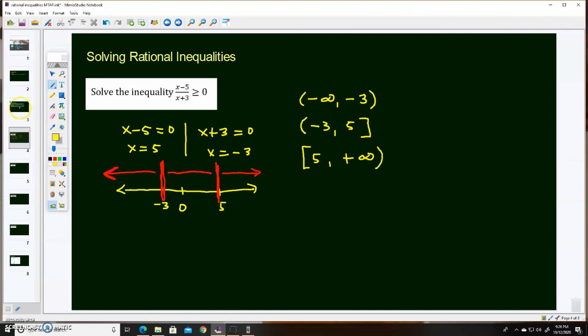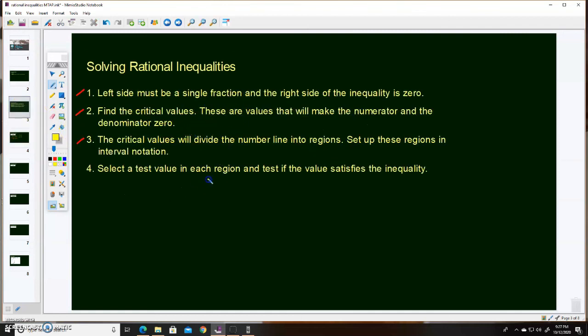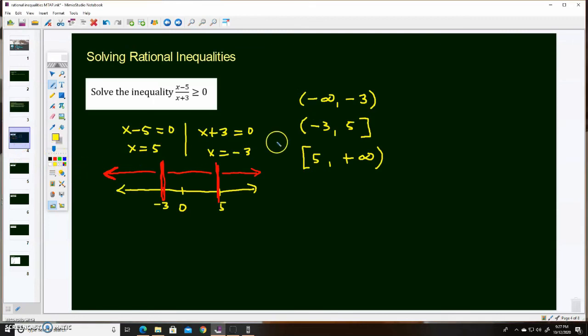Now, the last step is to select a test value in each region and test if the value satisfies the inequality. Let's write our test values here. For the first region, let's use negative 4. In the second region, between negative 3 and 5, obviously 0 can be a test value. And for 5 to positive infinity, let's use 6.